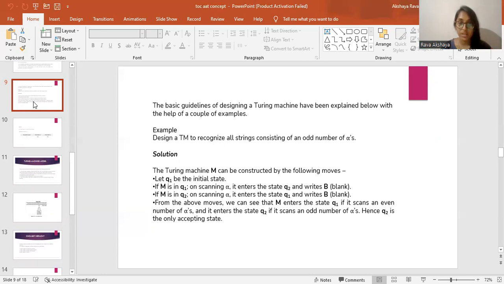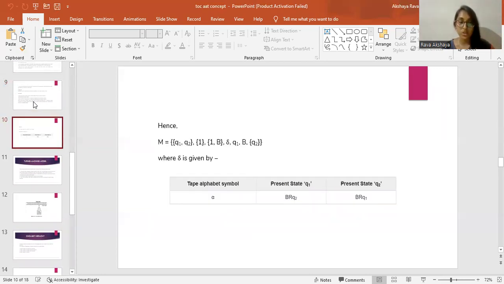From the above moves, we can see that M enters the state Q1 if it scans an even number of alphas, and it enters the state Q2 if it scans an odd number of alphas. Hence, Q2 is the only accepting state. Here, M is equal to {Q1, Q2}, {1}, {B, alpha}, and {Q1, B, Q2}, where alpha is given by the tape alphabet symbol. For present state Q1 the move is B, R, Q2, and for present state Q2 the move is B, R, Q1.